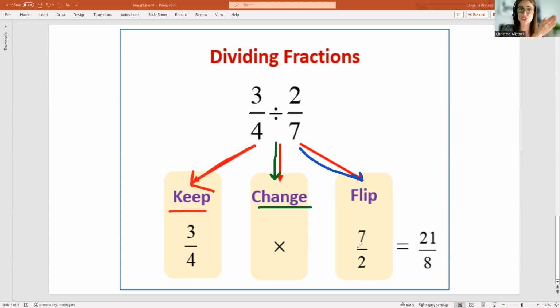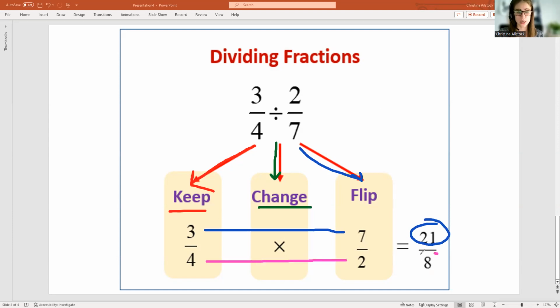Once we've done that, it's just like the previous page. It's now a multiplication problem, so you can multiply your numerators and your denominators. So the extra step that you have when you're dividing fractions is that you have to change it to a multiplication problem using keep, change, flip. 3 times 7 is 21. And then 4 times 2 is 8. And then you could go forward and, depending on the directions, either leave your answer as an improper fraction or turn it into a mixed number. It just depends on your directions, but that's the basics for dividing.